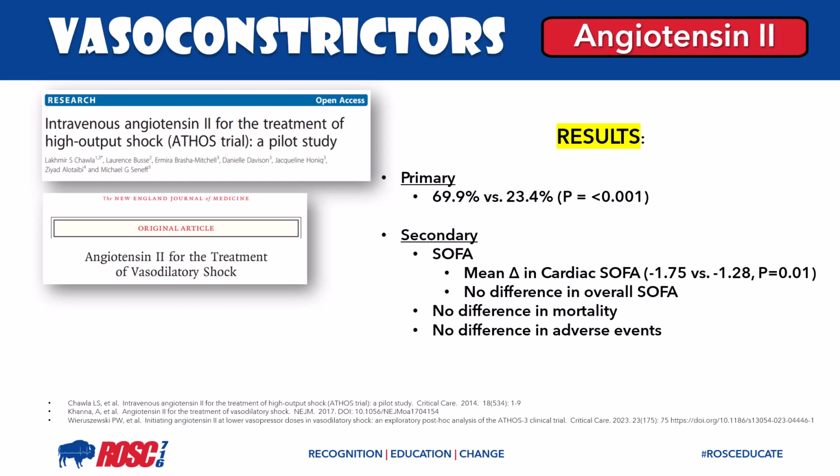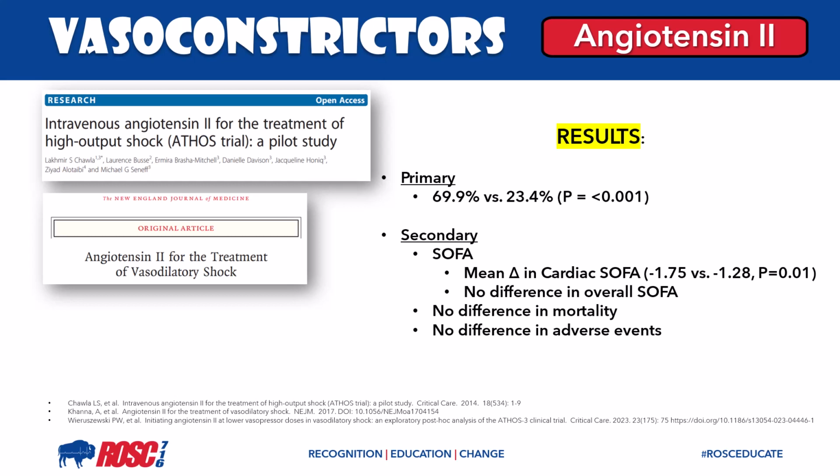As far as secondary outcomes, the cardiac SOFA score was reduced in the angiotensin II group, but the overall SOFA score wasn't affected. Two things to say about this. Of course the cardiac SOFA score improved. It did it because the MAP improved with therapy. But this is a nice example of a secondary outcome supporting the primary outcome.